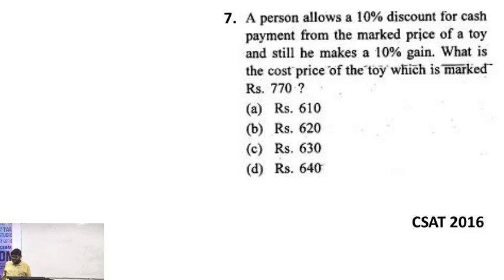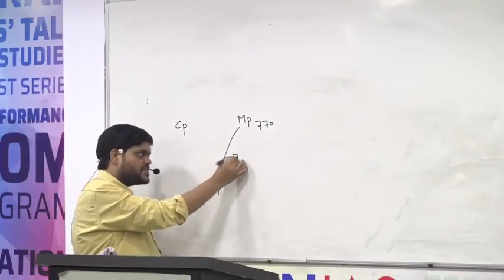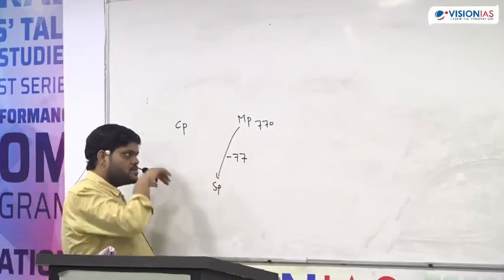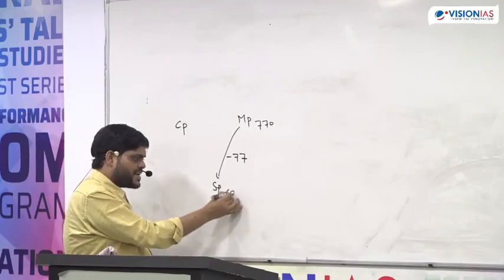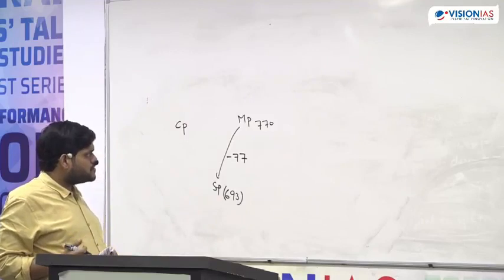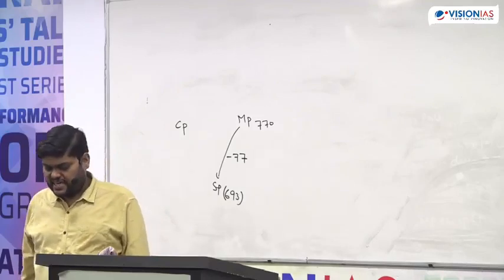Okay, many of you are giving 630 as the correct answer. So CP, MP, SP. The mark price was given as 770 and he is giving a 10% discount. That means if I subtract 77 from here, this becomes 693. Yes, with a 10% discount, this becomes 693.